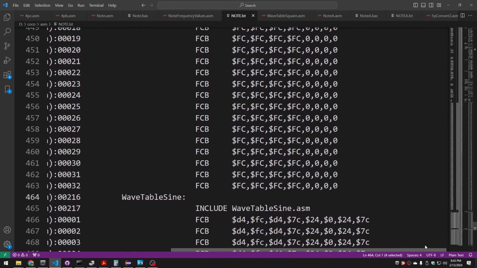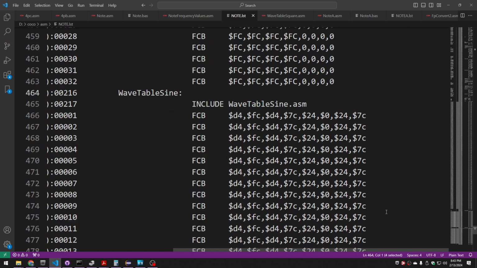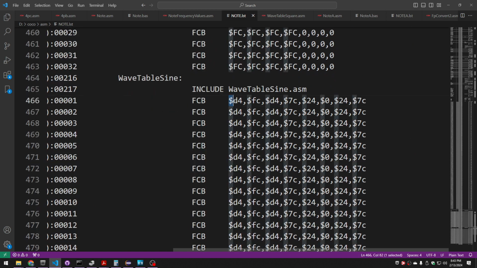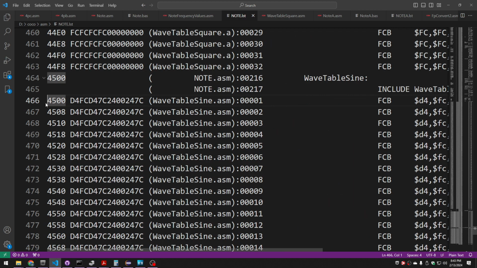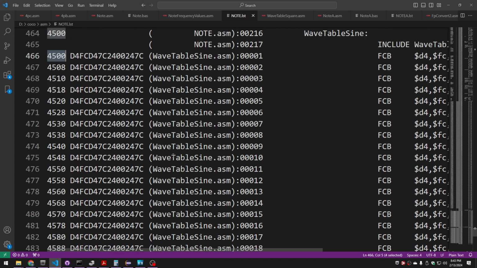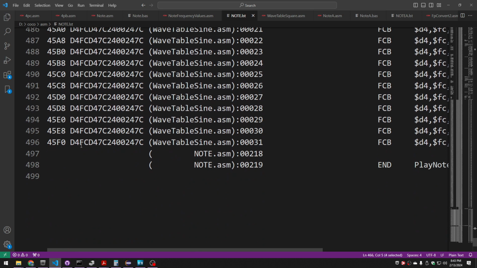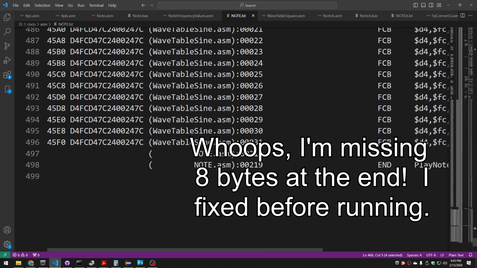The next wavetable is for a sine wave. The sine wave, again, is exactly 8 bytes, and then it repeats. And where is that stored? The very next page starts at 4500. It keeps going on until just before 4600.